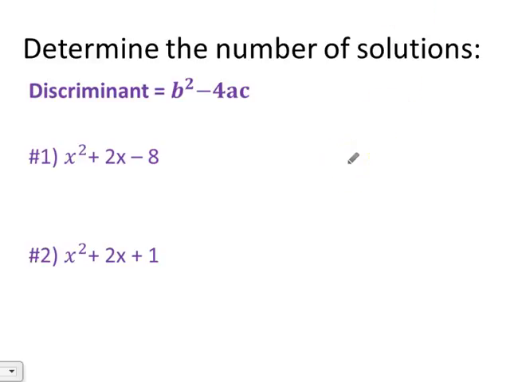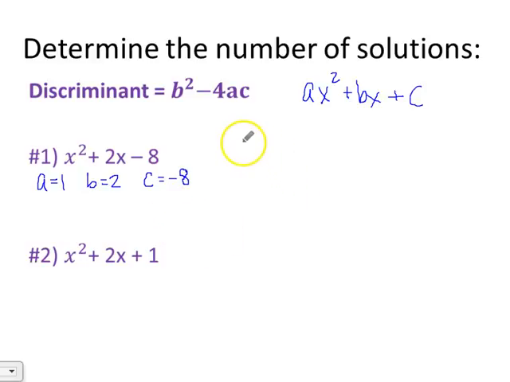All right, so let's practice again with finding the number of solutions in the equation in number 1, x squared plus 2x minus 8. So remember, let's identify the a, b, and c. a is always the coefficient in front of the x squared. In this case, there is not a coefficient, so we know it's 1. We just don't have to write 1x squared. So a would equal 1. What about b? b is the term being multiplied by the x, so it's going to be 2. And then c is going to equal that constant, which is negative 8.